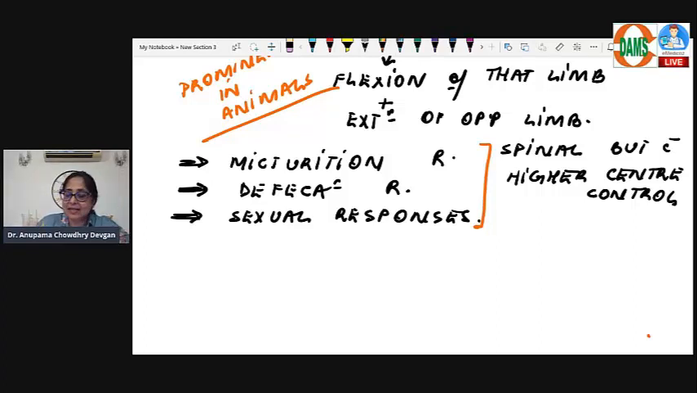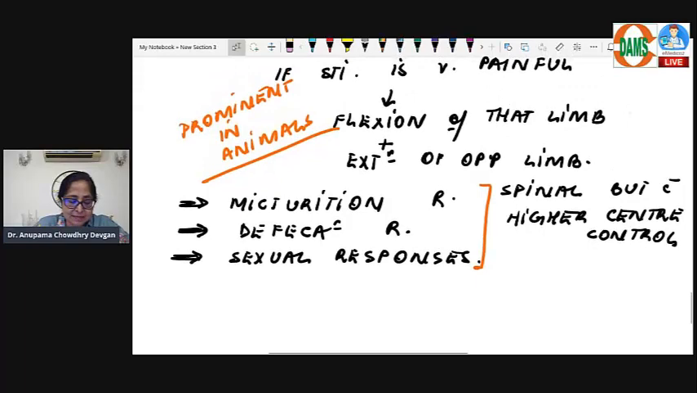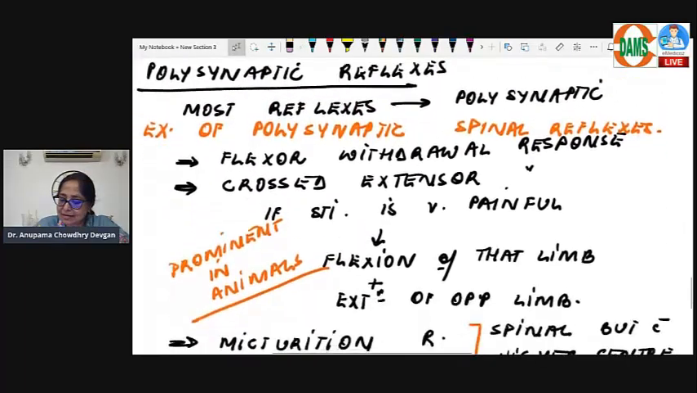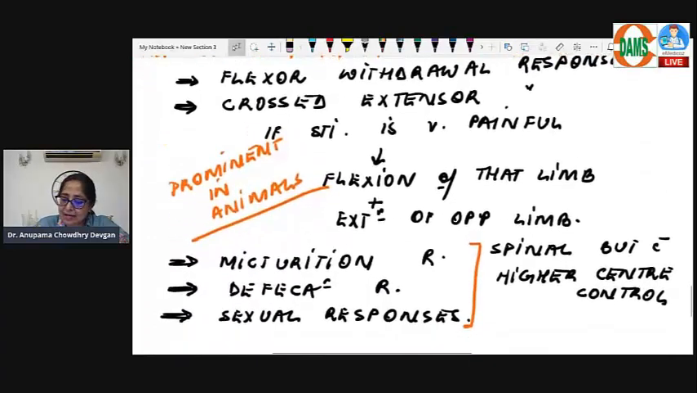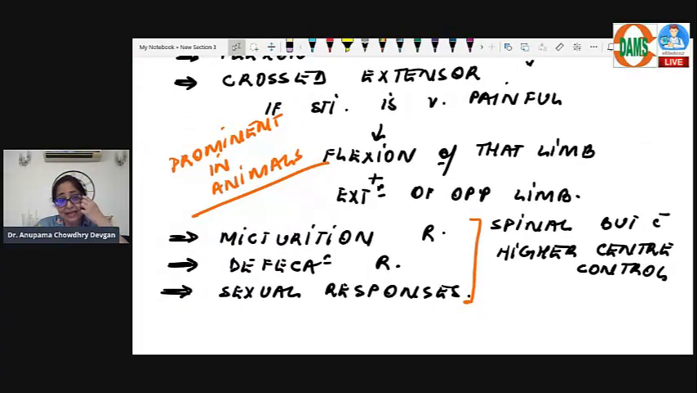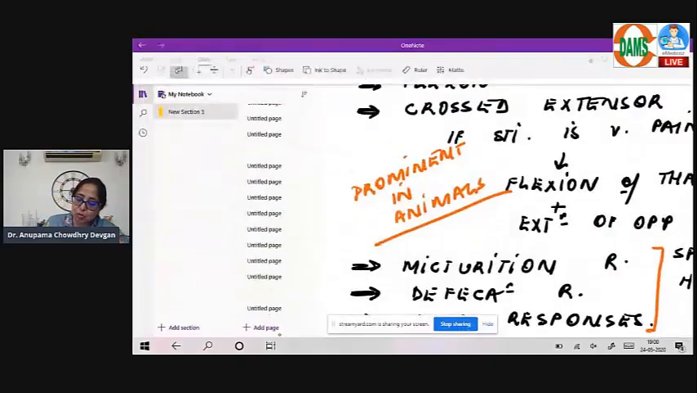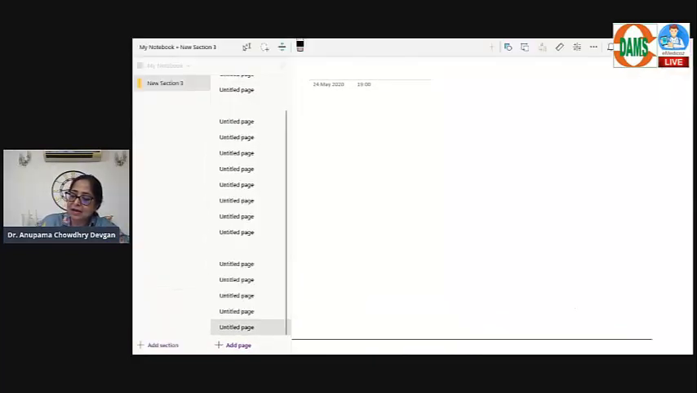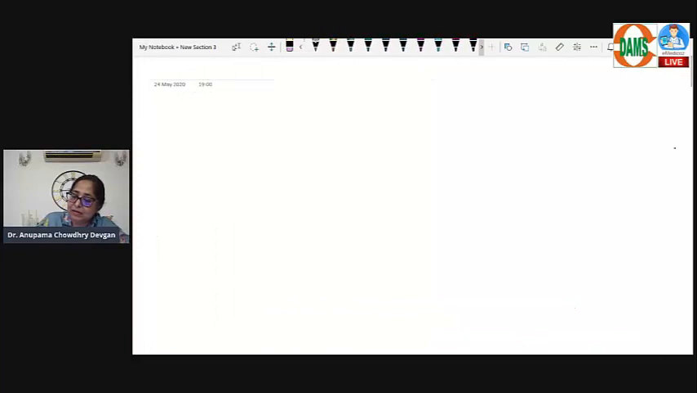All right. So let's continue with where we left. We have done this. This is the polysynaptic and spinal reflexes. All right. Now let's go on to the motor pathways. Let's see the motor pathways.